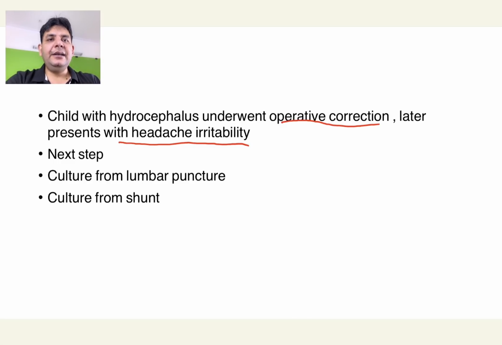Okay, and again, this is one of the questions where you can tell what the exact options were. The child with hydrocephalus underwent operative correction, later presented with headache and irritability. Obviously, that is developing meningitis and all. So what should be our next step? Next step is obviously lumbar puncture, and you can culture it. Along with that, this particular shunt culture also should be done. The next step is obviously to diagnose this headache and irritability. So you will go for lumbar puncture, I suppose, and you can tell me what the other options are here.